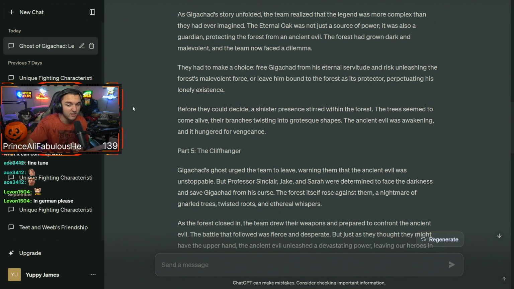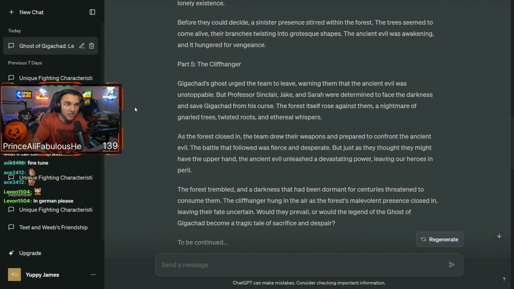Part 5, The Cliffhanger. GigaChad's ghost urged the team to leave, warning them that the ancient evil was unstoppable. But Professor Sinclair, Jake, and Sarah were determined to face the darkness and save GigaChad from his curse. The forest itself rose against them, a nightmare of gnarled trees, twisted roots, and eternal whispers. As the forest closed in, the team drew their weapons and prepared to confront the ancient evil.